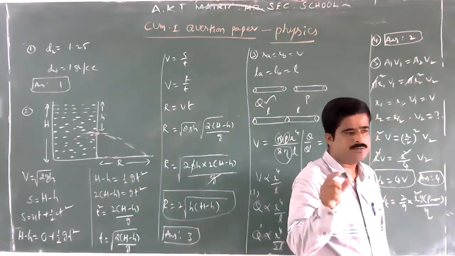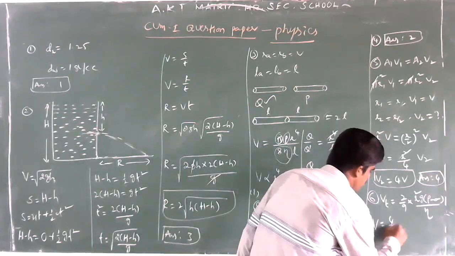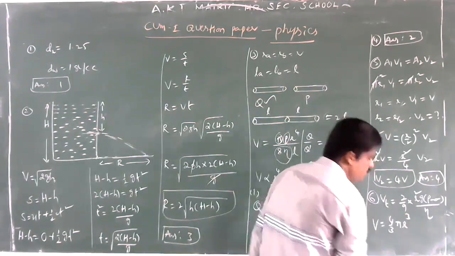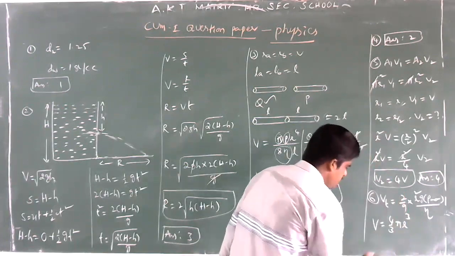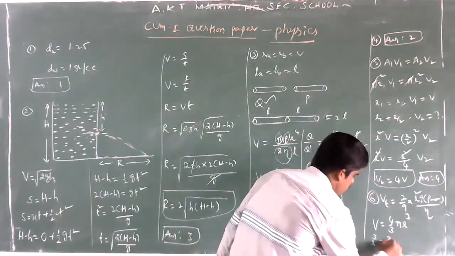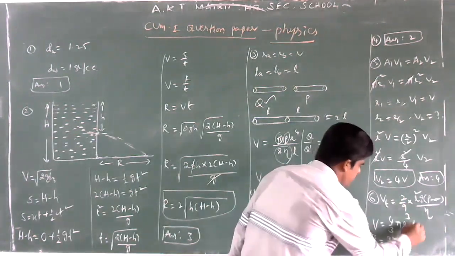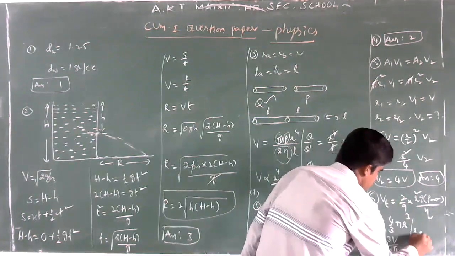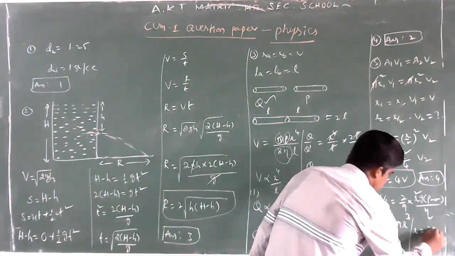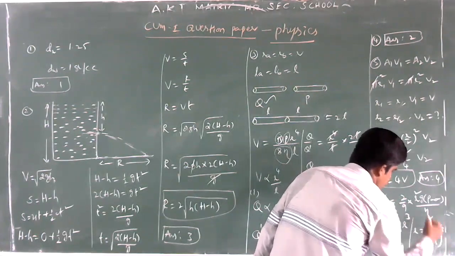So generally the sphere volume formula. What is the formula for volume of a sphere? V is equal to 4 by 3 pi r cube. Do cross multiplication. Then r cube is equal to 3V by 4 pi. R is equal to 3V by 4 pi whole power of 1 by 3.